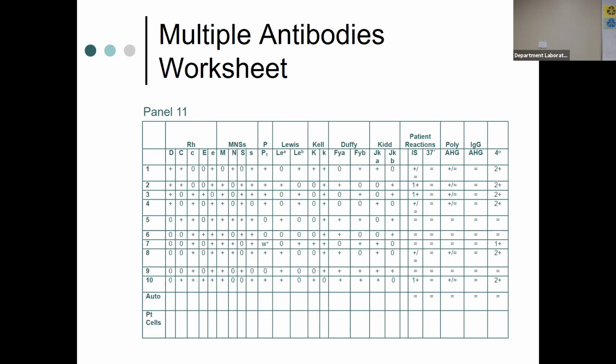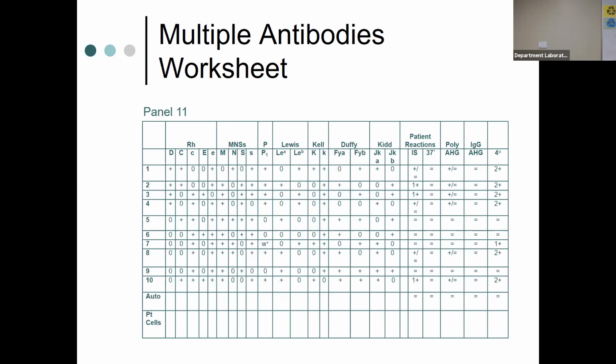Notice your initial spin reactions, you have some weak reactions, and that's just because you're dealing with an IgM antibody that reacts at initial spin. All right, notice at your 37, you don't have any reactions. And because we're using polyspecific AHG, we're picking up on the complement that has been activated by that IgM antibody.